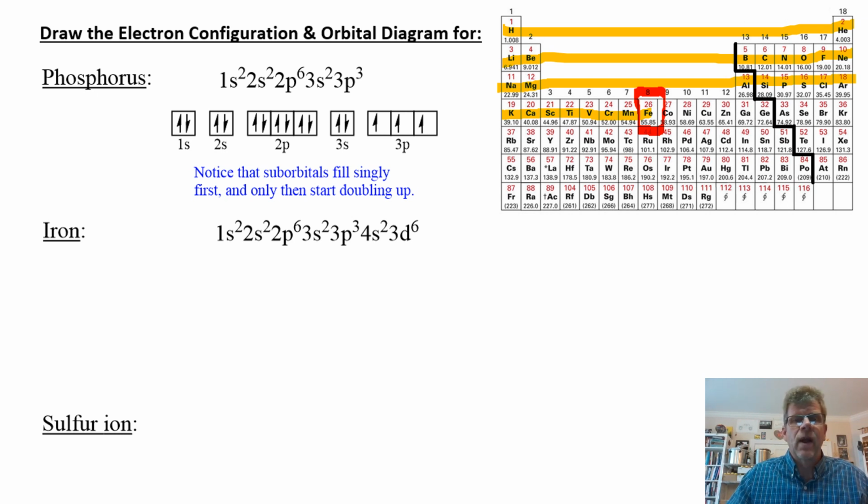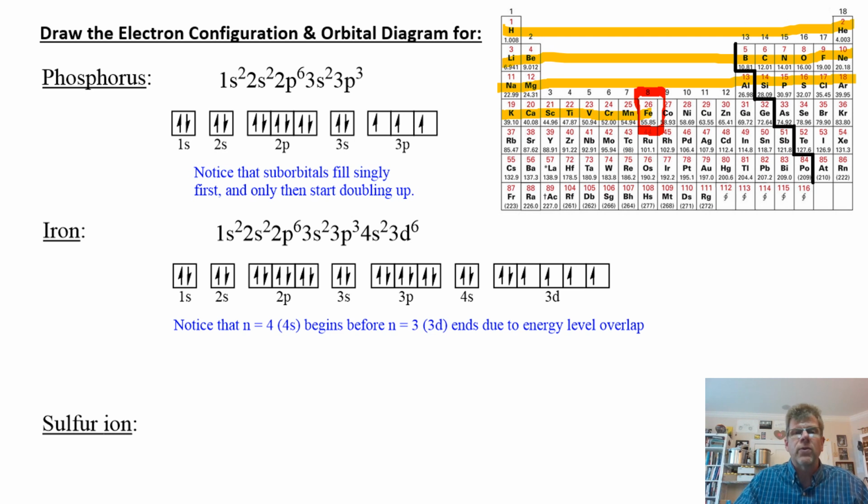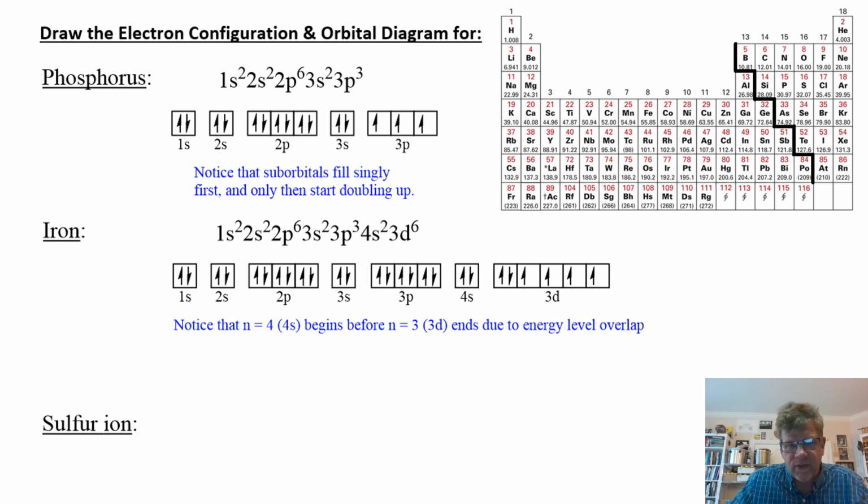That overlap there allows us to go from 1s to 2s to 2p, 3s, 3p, 4s, then 3d. We can use these s, p, and d orbitals in that order to map out our orbital diagrams. Now clearly we have that n equals 4 beginning before n equals 3 finishes, an energy overlap. We also notice on our orbital diagram that we have some orbitals filled doubly, some filled singly. So all of these are important considerations.